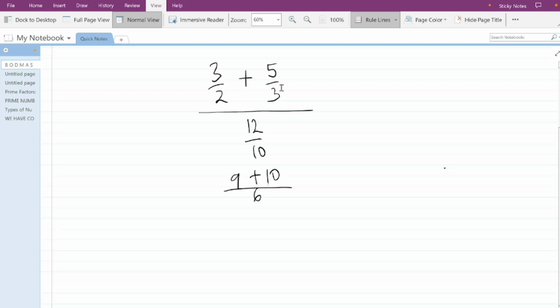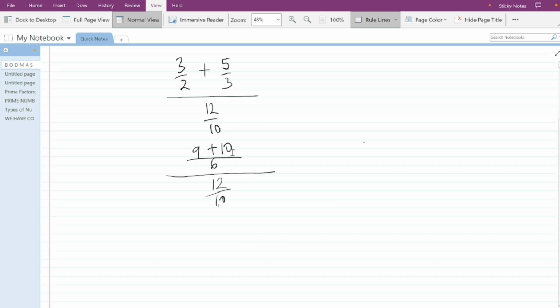Note that the fractions we've added is this ones. So we still have this one below. So we rule our big line. Then you have 12 over 10 at the bottom. So we have 9 plus 10. 9 plus 10 is 19 over 6 divided by 12 over 10. We've added these two fractions and we've gotten 19 over 6 divided by 12 over 10.